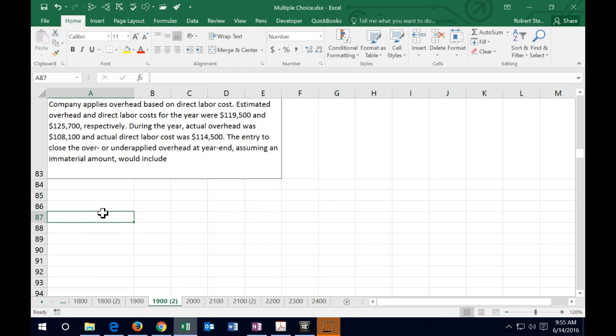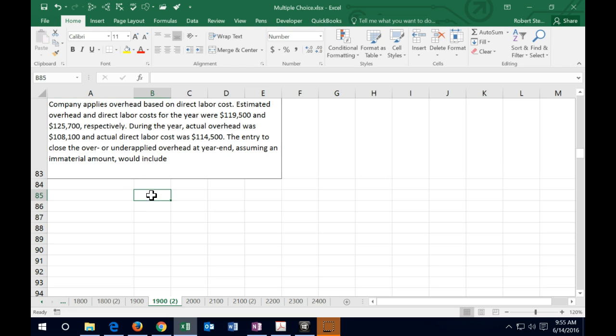Next one says, company applies overhead based on the direct labor cost. Estimated overhead and direct labor costs for the year were $119,500 and $125,700 respectively. During the year, actual overhead was $108,100 and actual direct labor cost was $114,500. The entry to close the over-under applied overhead of the year, assuming an immaterial amount, would include what?